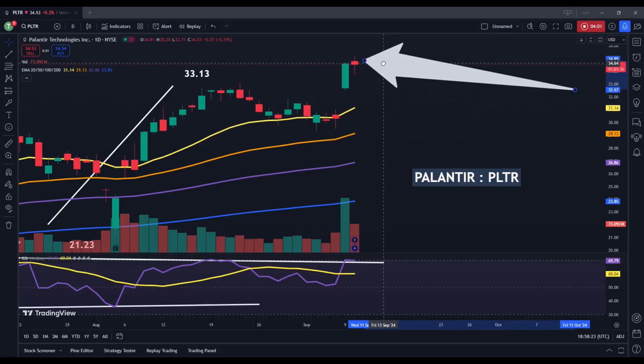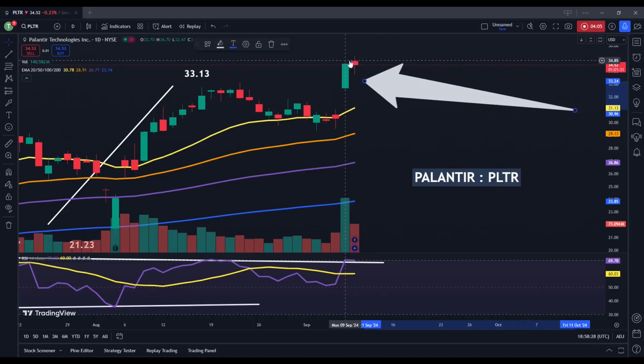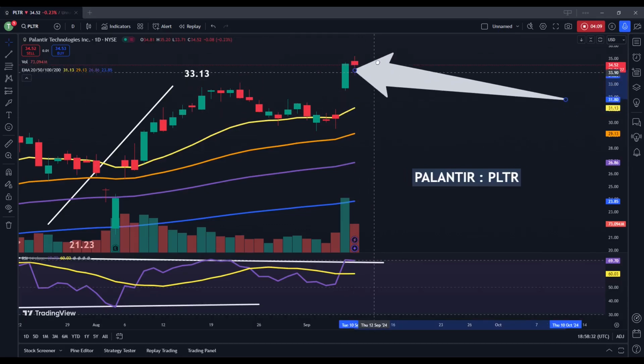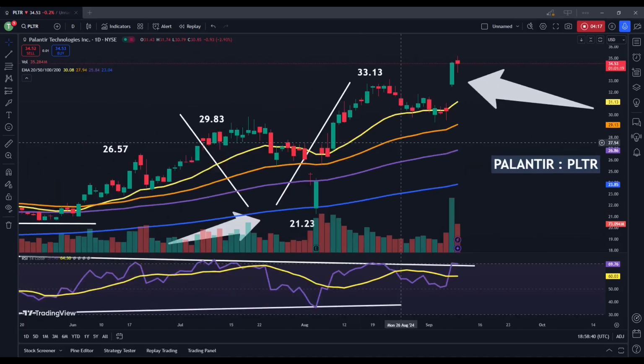So if we did, for example, see a full-bodied red candle here tomorrow, something that would be somewhat equal in size to this bullish candle here, that would then create an evening star pattern, which is a bearish pattern. So I'm not saying that's going to happen or not, but that's just something to be watching for.